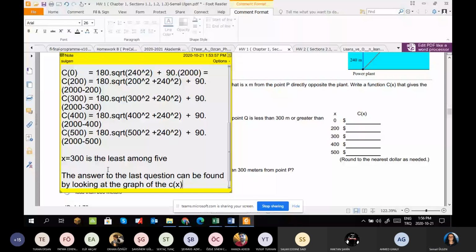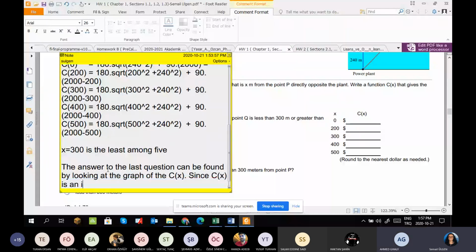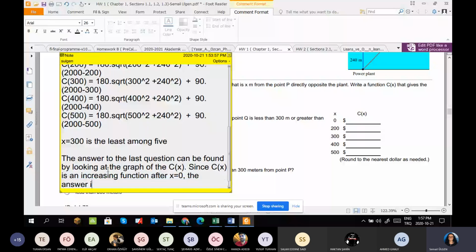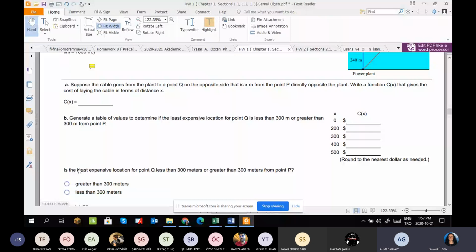Yes? Yes. And then since C of x is an increasing function after 0, after x is equal to 0, right? Yeah. The answer is, okay, let's copy paste from here. Less than. Least expensive. Let me copy this from here.